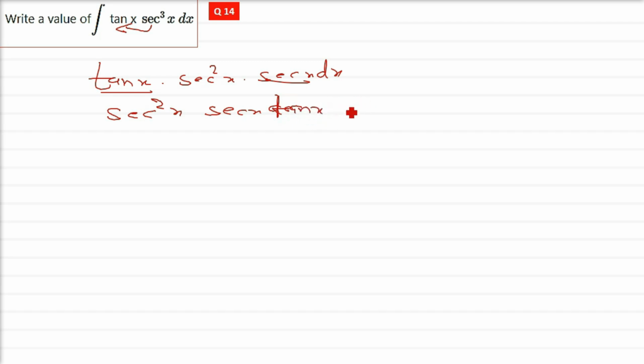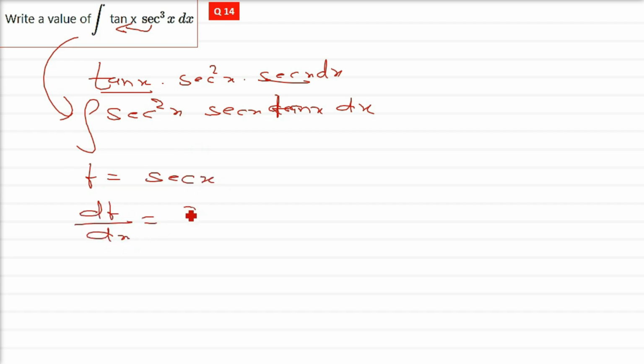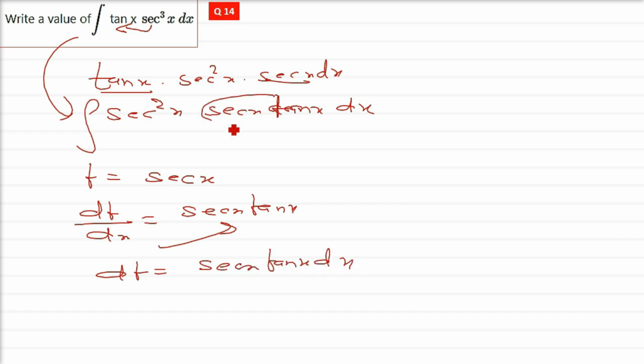Because you know that this sec x will be differentiated. I will take t equal to sec x because sec x tan x is the direct differentiation of sec x. So I'm taking t equals sec x, and after differentiation dt by dx we'll get sec x tan x. dx can be taken on the right, dt will be equal to sec x tan x dx. So this whole is already dt and sec x was taken as t, so it will be t square.